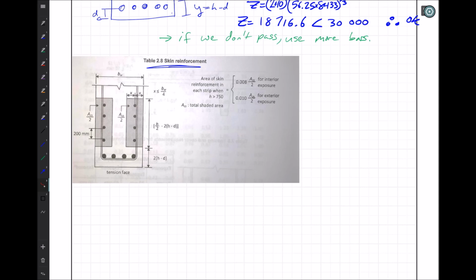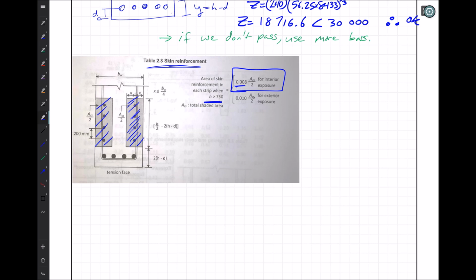Since we passed that, we need to look for skin reinforcement and see if we need any of that. Skin reinforcement's only necessary where the height is significant. So here, if H is greater than 750, we might need to have this. Once again, we have interior exposure. So when H is greater than 750, we calculate the areas of these strips and multiply them by 0.008. Take the total area, divide by 2, or take each strip on each side and just multiply by 0.008, and that'll be the area of steel we place there.